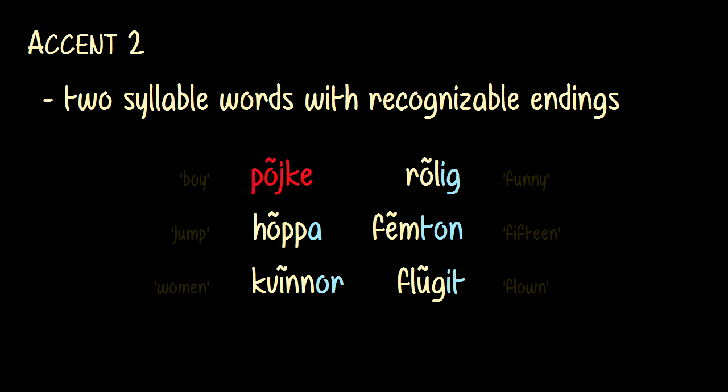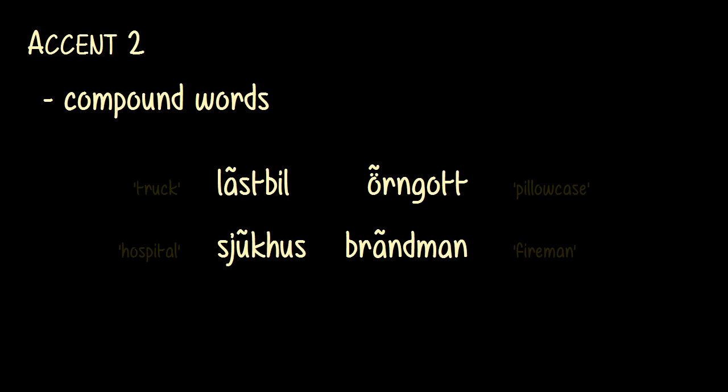Accent 2 is found in words with more than one syllable where the stress is on the first syllable and the ending is a recognizable traditional ending. Pojke, hoppa, kvinnor, rolig, flugit. Also in compound words. Lastbil, sjukhus, örngott, brandman.